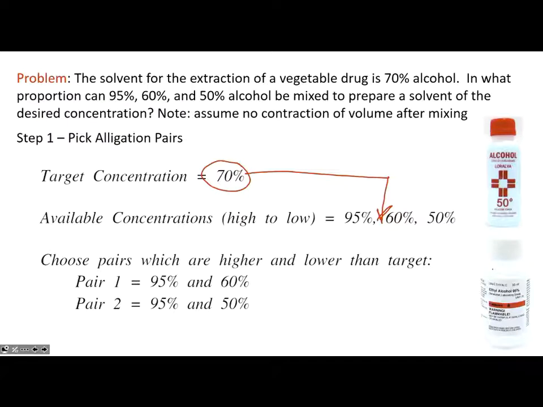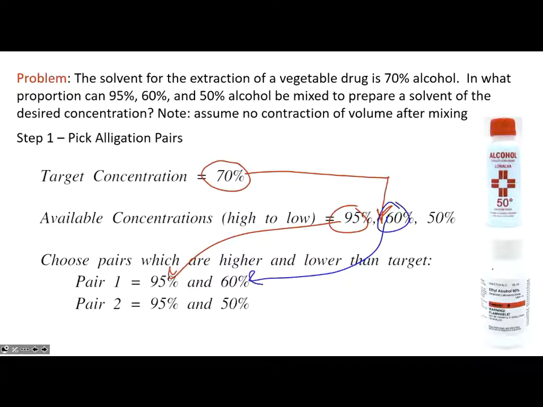Now I can set up my pairs, all right? My pairs have to have one that's higher and one that's lower than the target, and I need to use up all of my ingredients at some point. It's okay to use an ingredient more than once, but by the time I'm done picking pairs, I need to make sure I've used every ingredient once in a pair that always has a strength higher and a strength lower. So what I chose to do was to mix this one here as the higher and this one here as the lower. Does that seem okay?